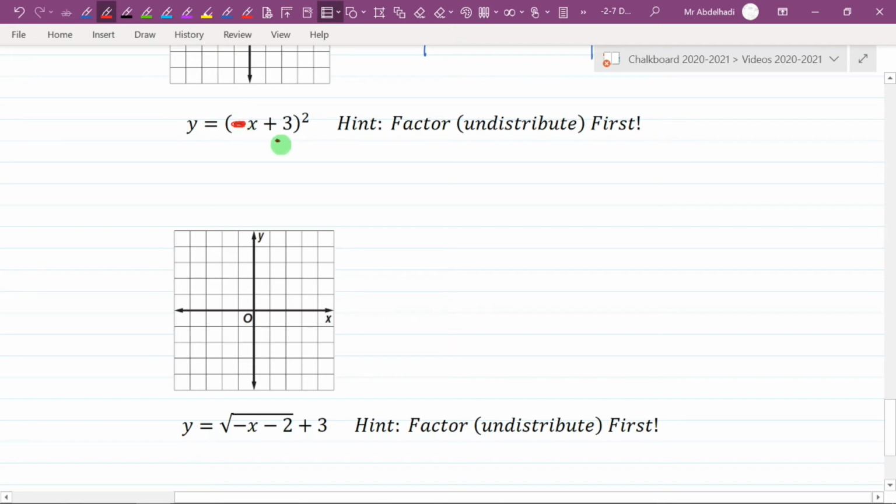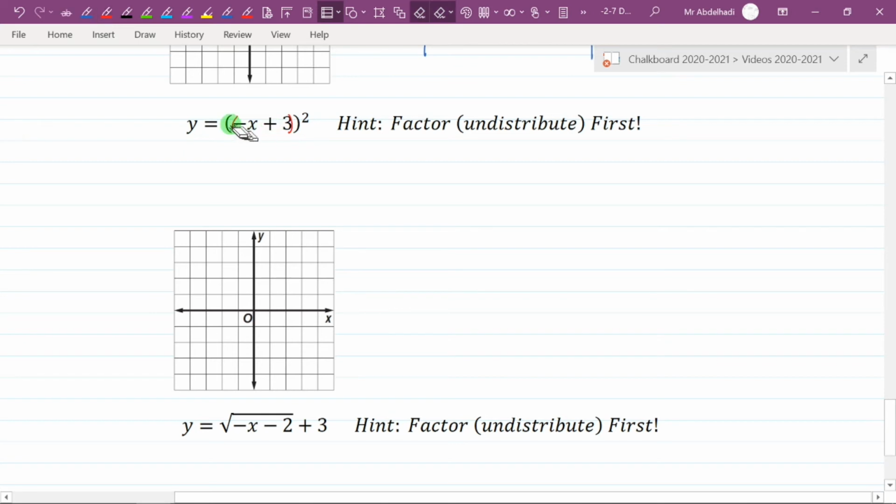It would just be, like I said, a parabola moved 3 spaces to the left. But because there's a negative here, that means there's a horizontal flip, okay? And what we need to do when we have a horizontal flip, believe it or not, even though there's already parentheses here, we're going to put another set of parentheses around that, okay? And then we're going to undistribute in between these.